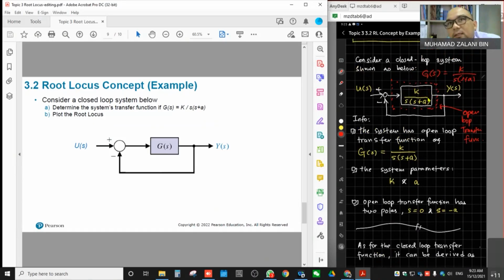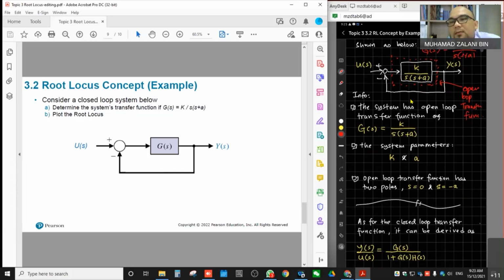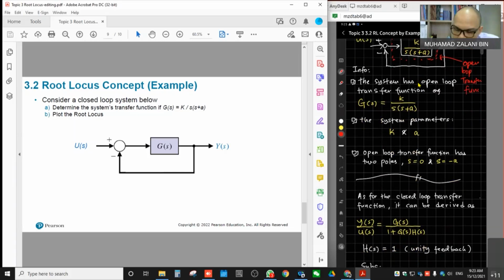If we force the numerator equation to 0, we will get zeros. S equals something, meaning that is a zero of this transfer function. But in terms of stability, what we actually do is focus on the characteristic equation, which is the bottom line, the denominator of the transfer function.